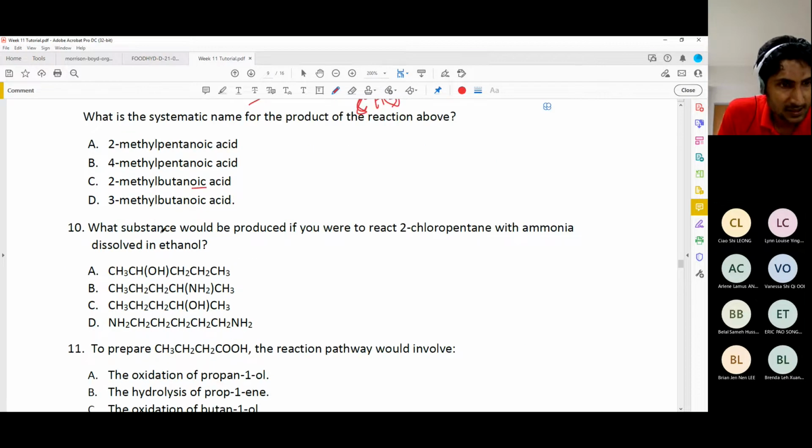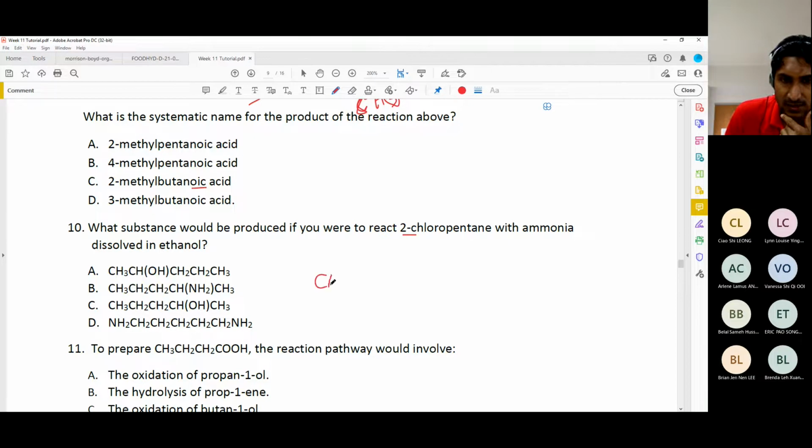Question number 10, it says: what substance would be produced if you were to react 2-chloropentane with ammonia dissolved in ethanol? If I would react 2-chloropentane, that means chlorine is attached and the main root is pentane. Only the chlorine is at the second position, 2-chloropentane with ammonia. If I add ammonia, what would happen is, 2-chloropentane, let me write.